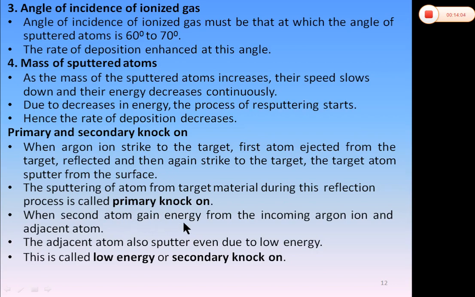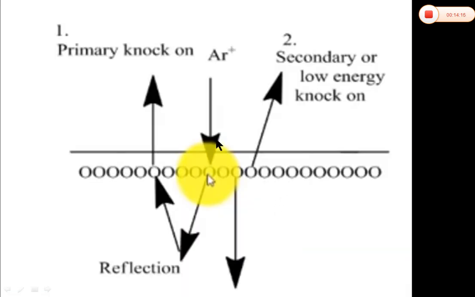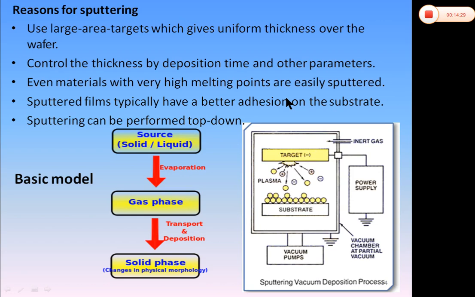One second atom gains energy from the incoming argon ion, and the adjacent atom also sputters even due to low energy. This is called low energy or secondary knock-on. Here you can see that when argon attaches with this atom, this will nudge towards this and it will eject it out from this side. This is known as secondary or low energy knock-on.